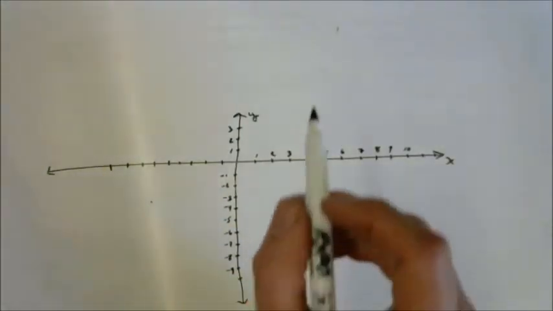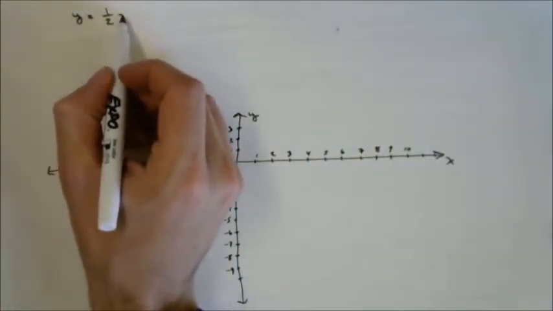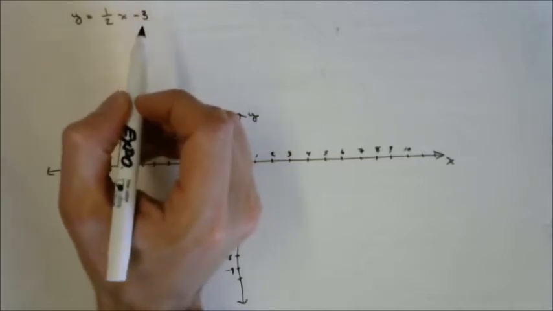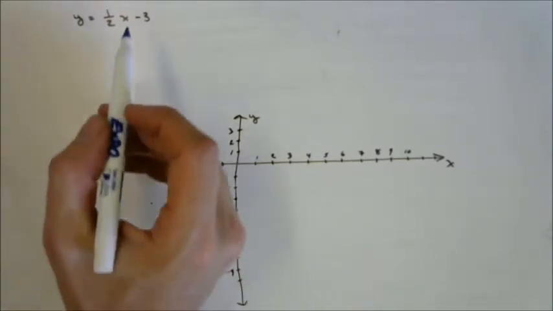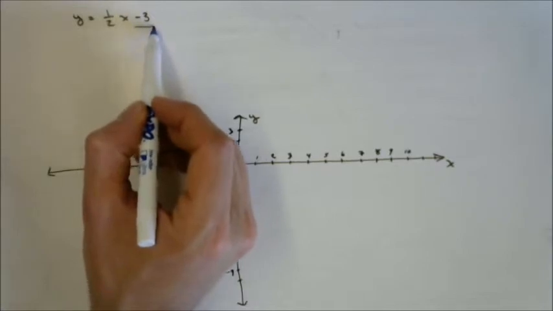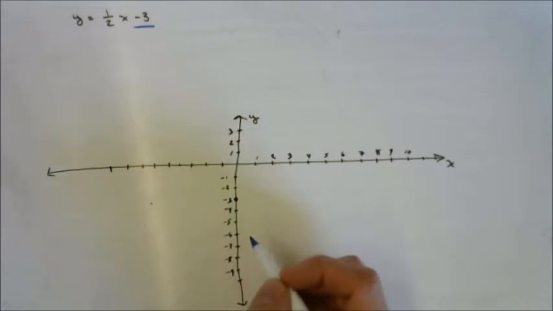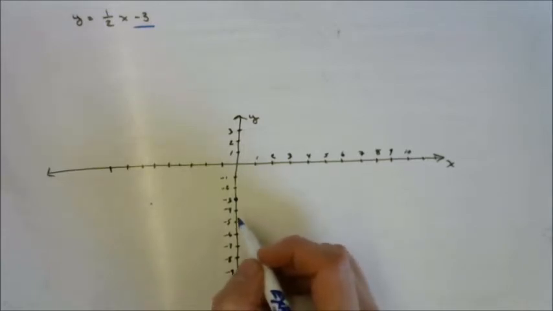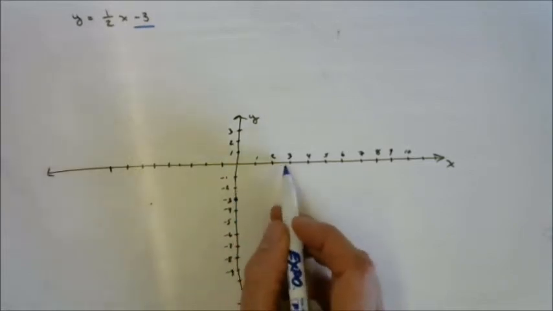And the two lines that we need to graph are y equals 1/2 x minus 3. So we'll do that one first. Y equals 1/2 x minus 3. What does this equation tell us? The y-intercept is -3, so we've got a point there. And it's got a rise over run of 1/2. So as it goes up 1, it's going to go over 2. Up 1 over 2, up 1 over 2.